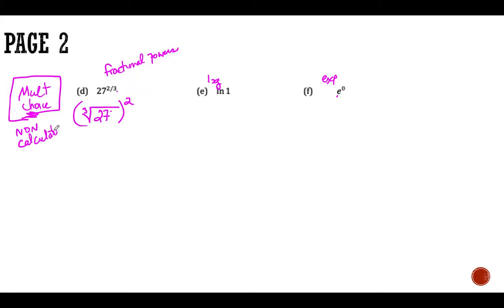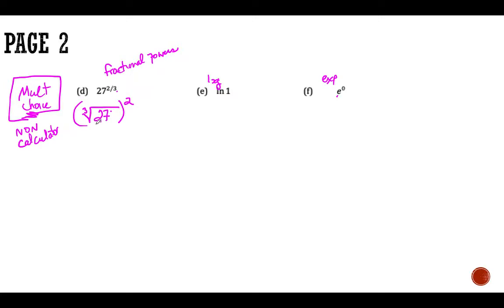If I have a calculator, what do I care? 27 to the 2/3, I punch it in my calculator and I get a decimal approximation. But half of the multiple choice problems don't have a calculator. So you have to know mentally how to do this.